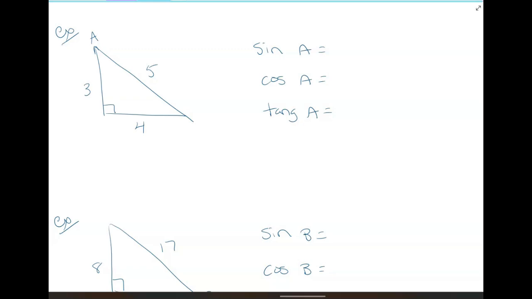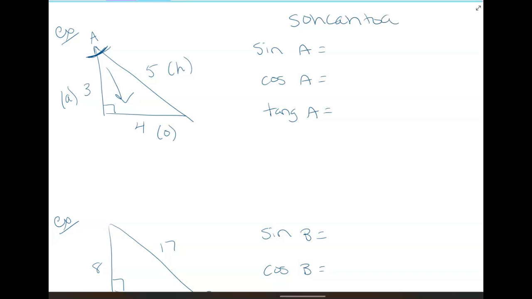All right, so in this first example, I want to find the sine, the cosine, and the tangent of angle A. So we need to identify angle A and then identify our side relationships to that. The opposite side is going to be this 4. So he's the O. 5 is the hypotenuse, always opposite the 90-degree angle. And that leaves 3 as the adjacent side, the touching side to the angle that's not the hypotenuse.